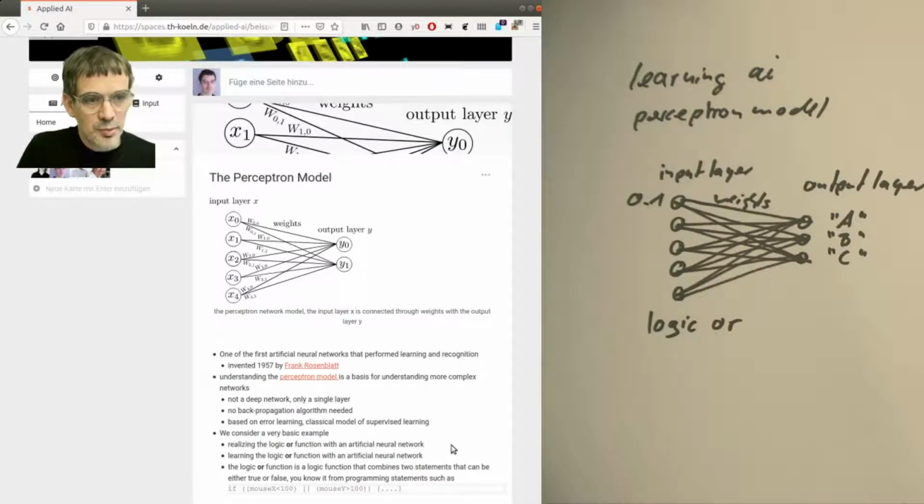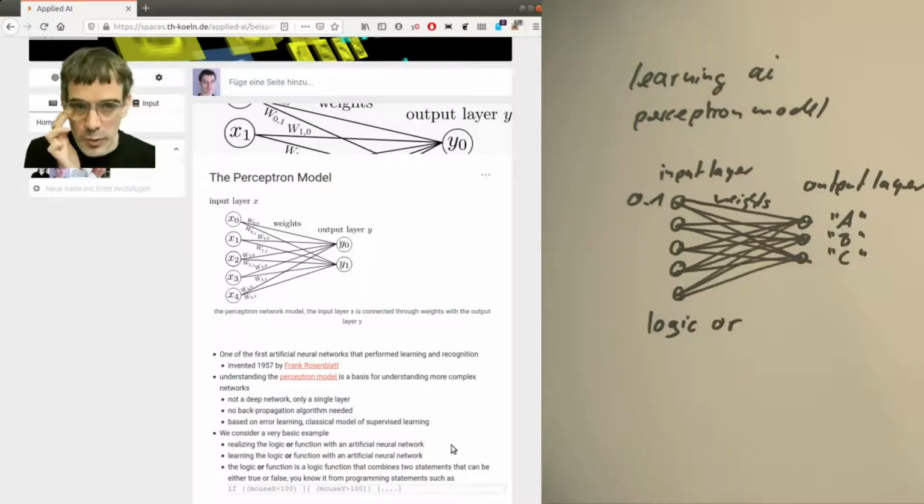And it's also part of the story of neural networks that at some point Marvin Minsky could show that the Perceptron model could not learn the XOR, the exclusive OR, which resulted in a stop of neural network research for something like 15 years. So that's one thing.